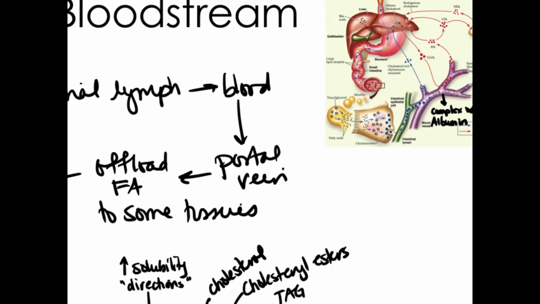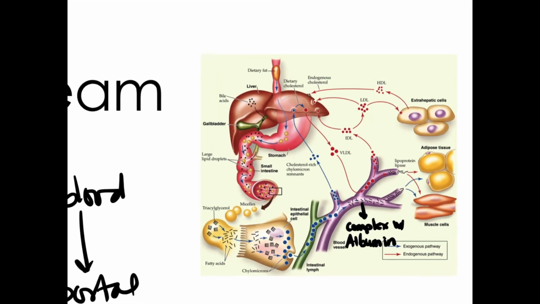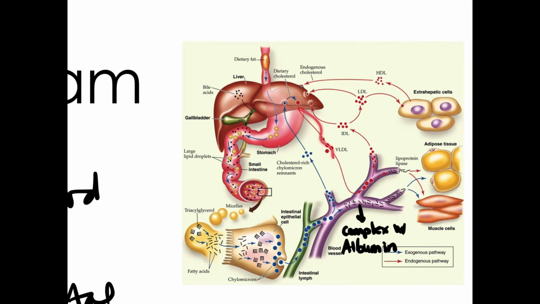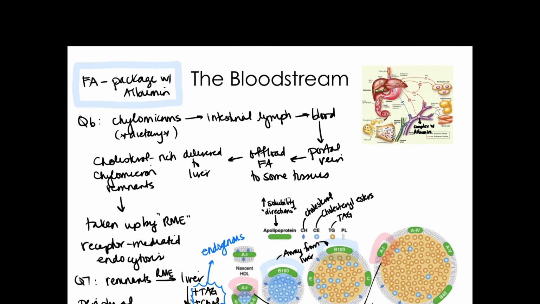Again, we can see this if we look at our picture here. We've got these VLDL particles that are going to circulate throughout the bloodstream. They're going to be offloading their fatty acids to destinations, whether for storage in adipose tissue or use in muscle tissue. And again, they become these LDL particles because they've offloaded all of their components.